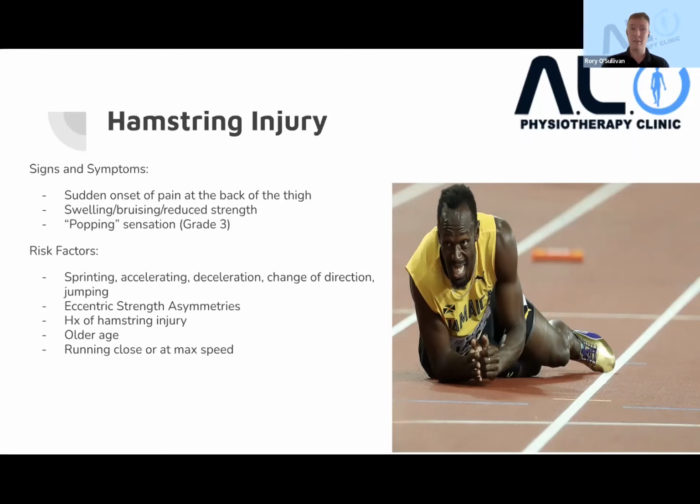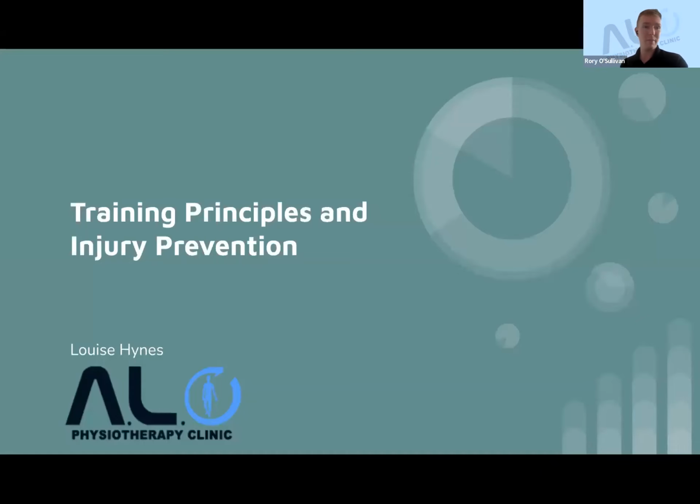Anyone who sprints really is at a risk of developing hamstring strain. Sprinting, accelerating, decelerating, any change in direction is going to put you at risk. Eccentric strength asymmetries, which I think Luigi will touch on, will put you at a greater risk, so you need to watch out for that. And anyone with a hamstring injury in the past, or anyone who's a little bit older, is at a greater risk of getting a hamstring injury. So yeah, just a very quick overview of what we'd see a lot of in clinic. And I'll pass you on to Louise now, who can go through how to prevent them.